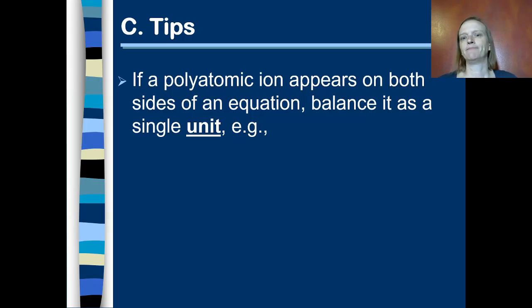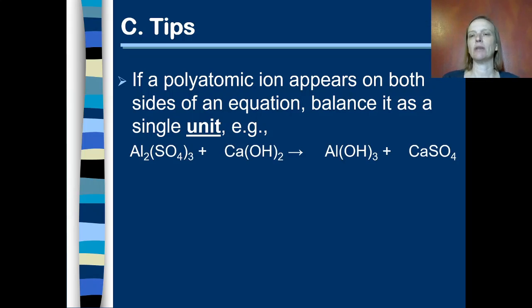Some more tips. If you see a polyatomic ion on both sides of the equation, balance it as a single unit. What I mean by that, in this example, I have sulfate ions and sulfate ions on both sides of the equation. I have hydroxide ions and hydroxide ions on both sides of the equation. Rather than trying to keep track of separate sulfur and oxygen atoms and oxygen and hydrogen atoms, you can balance those as a single unit.